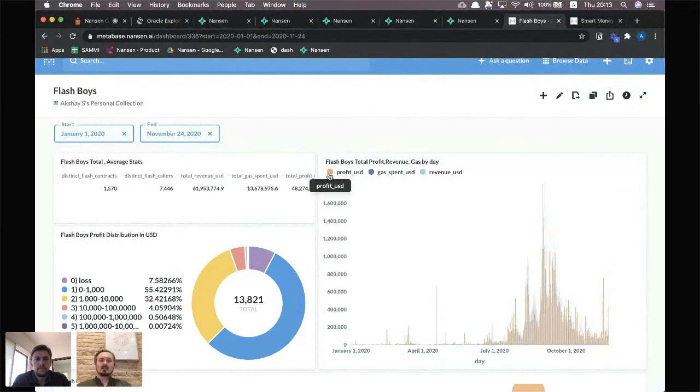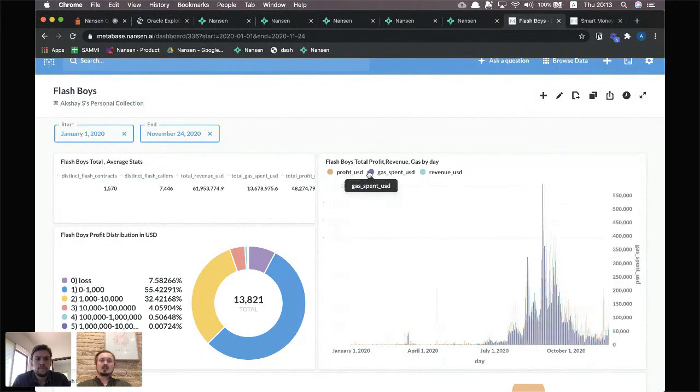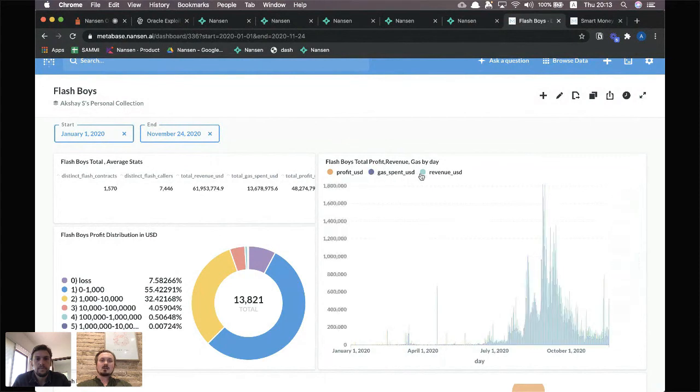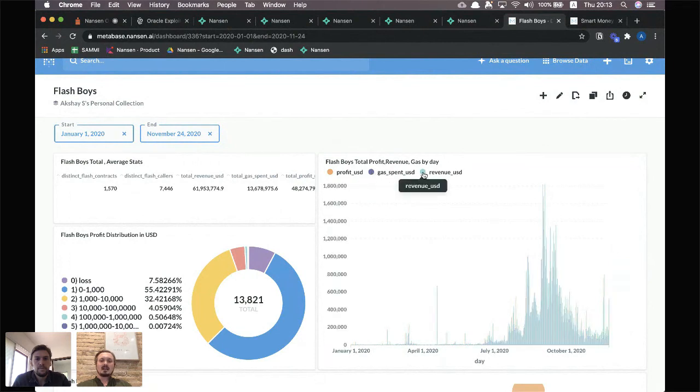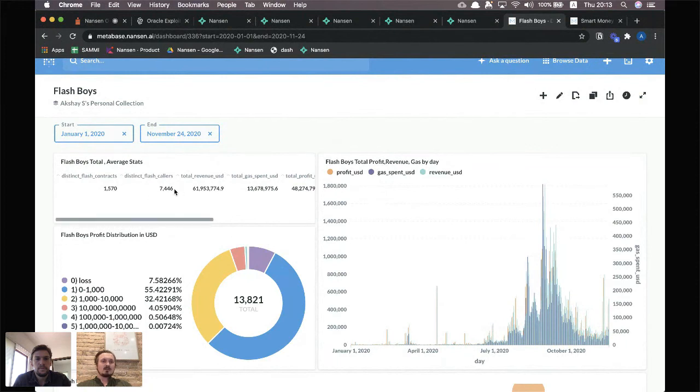You can see the profits in USD that were generated per day. You can also see the gas spent by these addresses, and you can see the revenue. Obviously profit is just the revenue minus the gas spent, and that's effectively what it shows. And you have some basic stats here on how many different flash contracts there are, how many different callers there are of those, and the total amounts of revenue and so on.